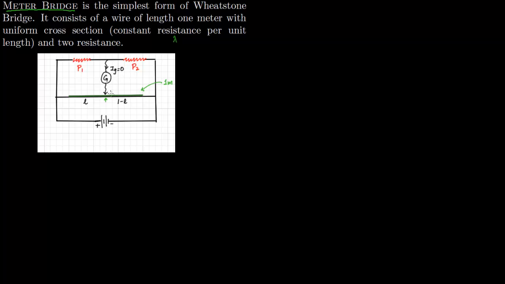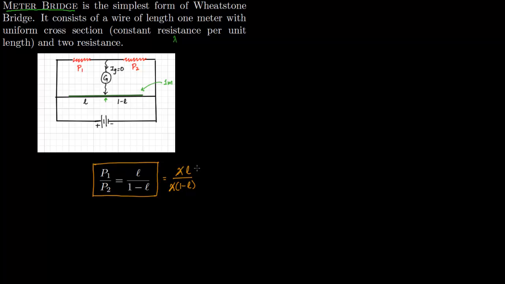So once the current passing through the galvanometer is zero, you know that you have achieved a balanced bridge condition. That is, you have P1 by P2 is equal to L over 1 minus L. So this is the condition for the meter bridge. So ideally we should write this as resistance lambda L over lambda times 1 minus L. So that is the resistance here divided by resistance here, but lambda and lambda cancel out, so you get L over 1 minus L. So this lambda was constant resistance per unit length.